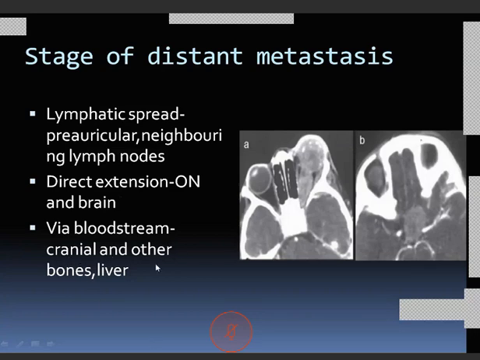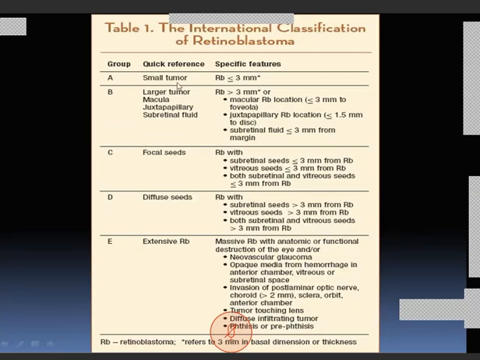Okay, and then via the bloodstream to the cranial and other bones and the liver. You can see that via the optic nerve, the globe is full of the tumor mass, and even the optic nerve is involved, and it has extended into the suprasellar portion of the brain. Okay, suprasellar extension. We can see this is the tumor mass. So that is intracranial extension. So that is the distant metastasis.